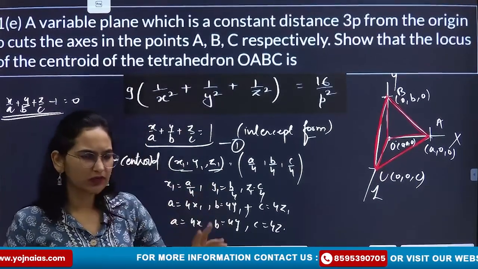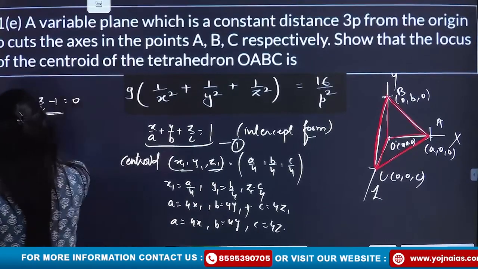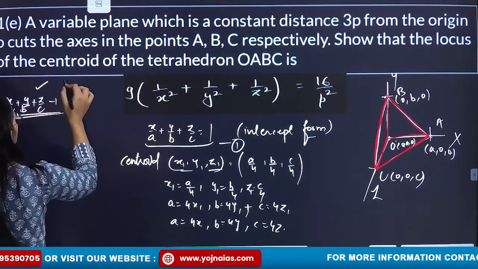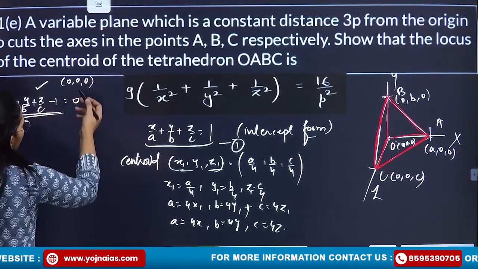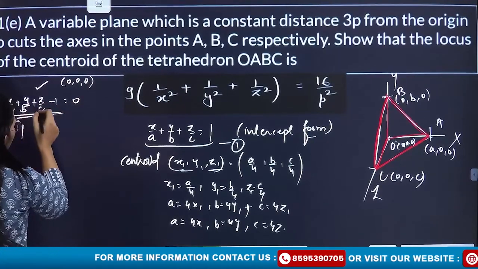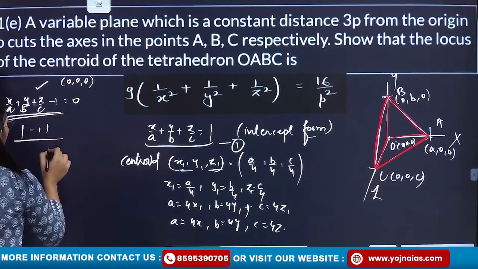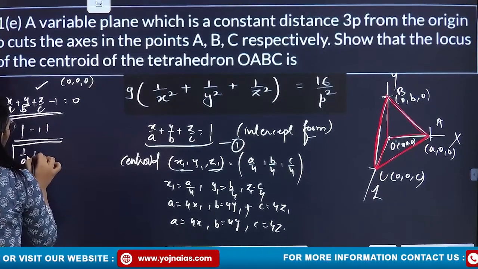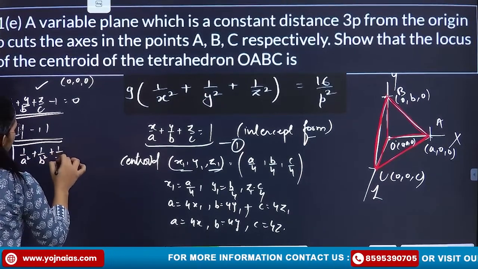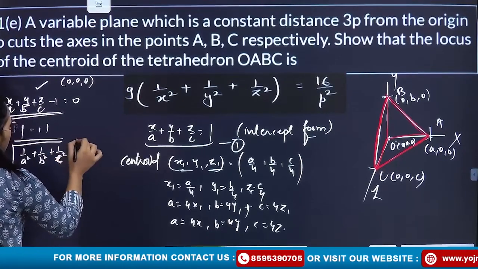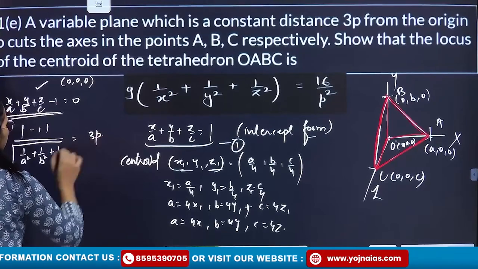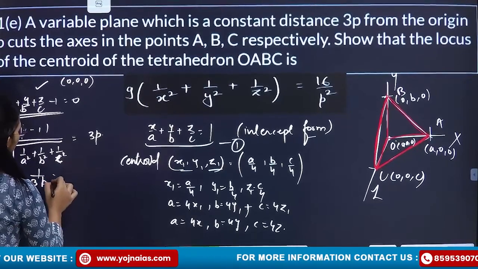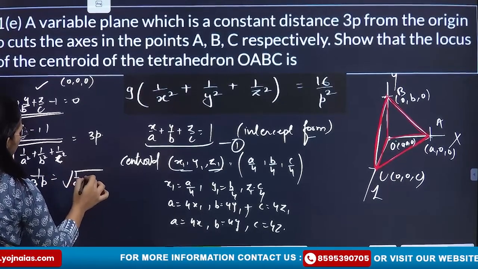point into this and then we will divide this by the square root of the sum of the squares of the coefficients of x, y, z. So we find out its distance. The point is 0, 0, 0 here, so minus 1 in modulus divided by the square root of the sum of the squares of the coefficients of x, y, z, so it is 1 by a square plus 1 by b square plus 1 by c square, I get equal to 3p. So 1 by 3p I can write equal to under the root 1 by a square plus 1 by b square plus 1 by c square.